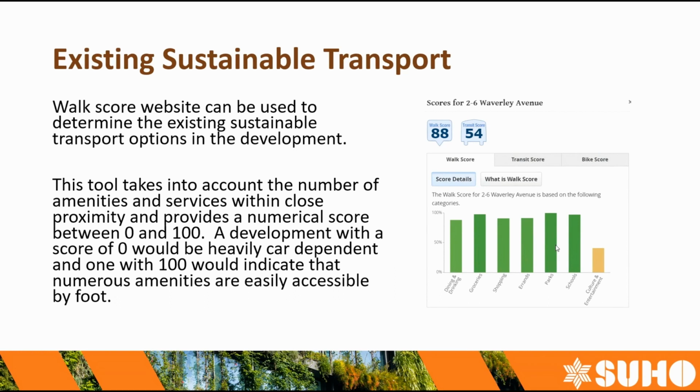As we can see in the images on the right hand side, this is taken from one of our projects which we did in Waverley Avenue in Ivanhoe. Walk score was 88, transit score was 54. So it's pretty decent in comparison to other areas if we do a green travel plan.